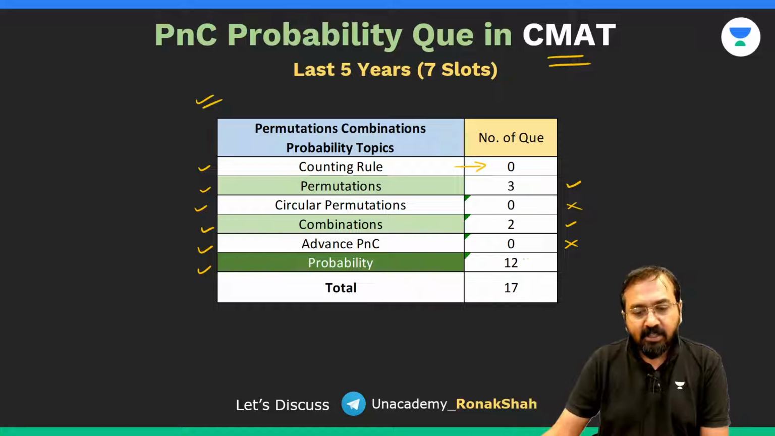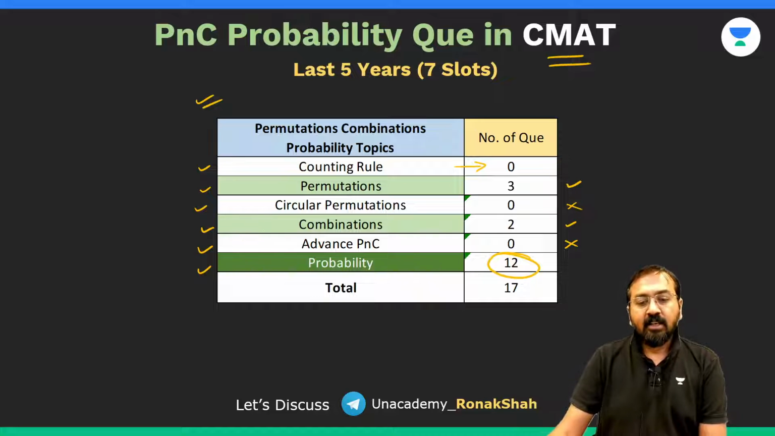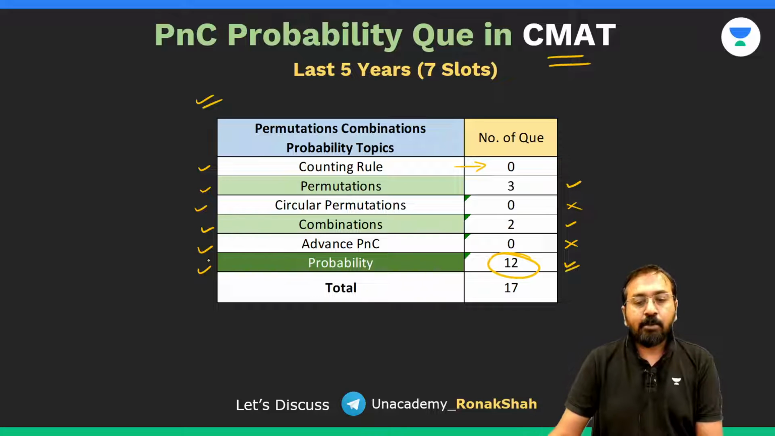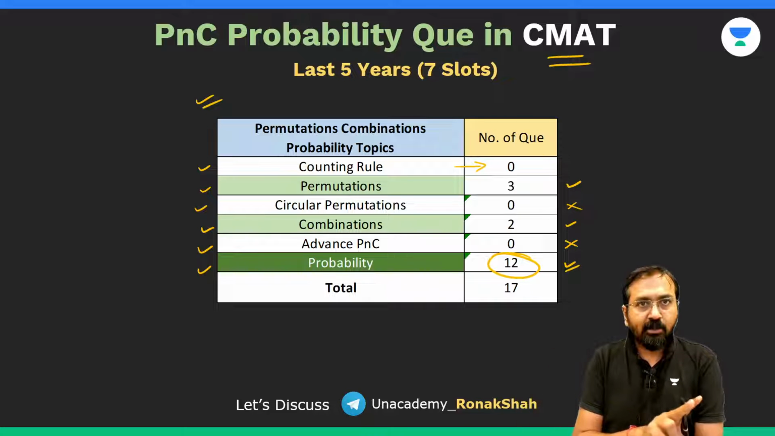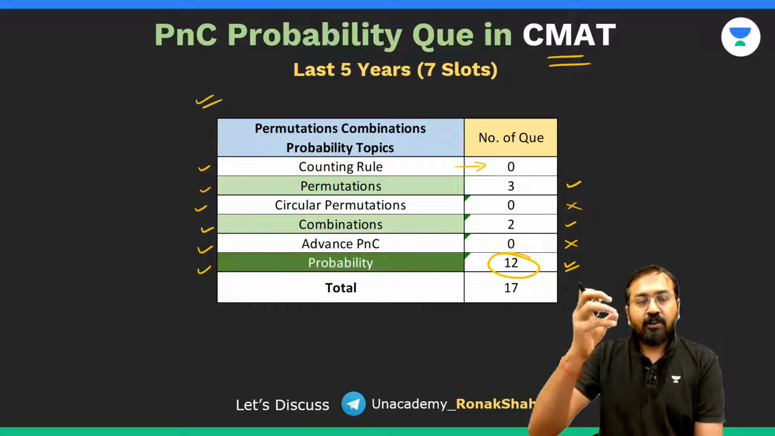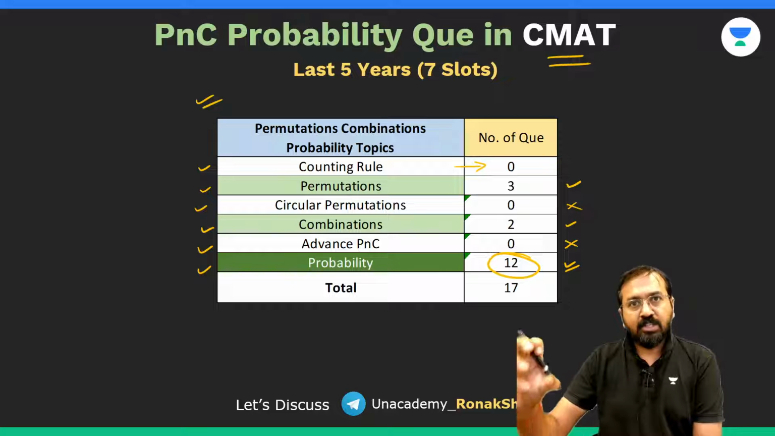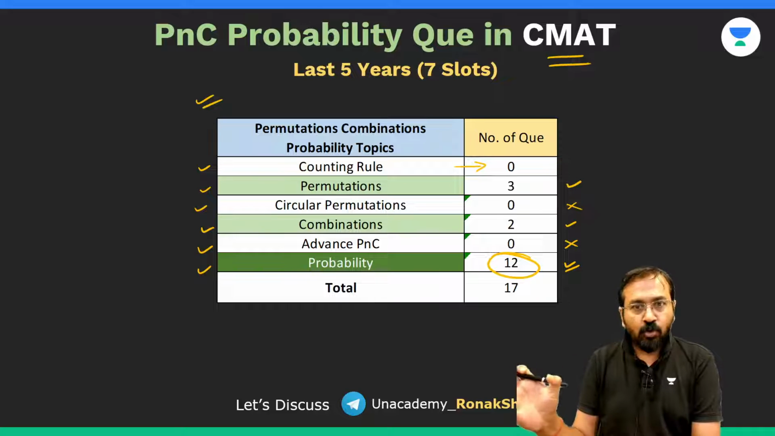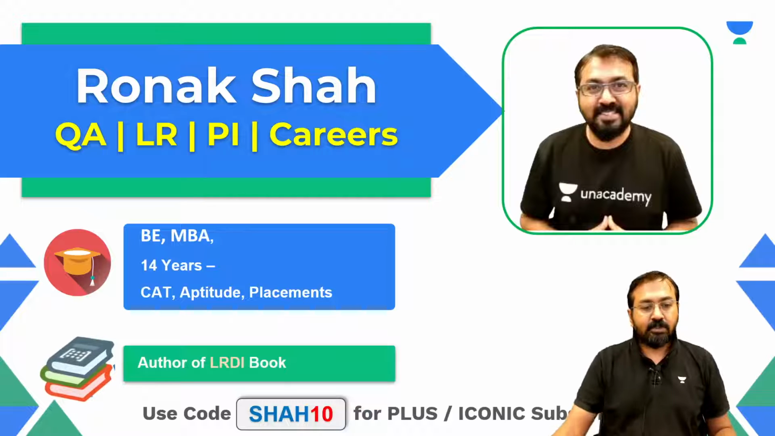Right, and probability is the most important area guys. 12 questions of probability have been asked in the last 5 years, 7 slots. So you can say on an average you will find 2 probability questions. So we need to focus a little more on probability. So in this video we'll understand the concept, we'll practice questions, we'll take up the PYQs. That's the flow, right? So let's begin with the session guys.